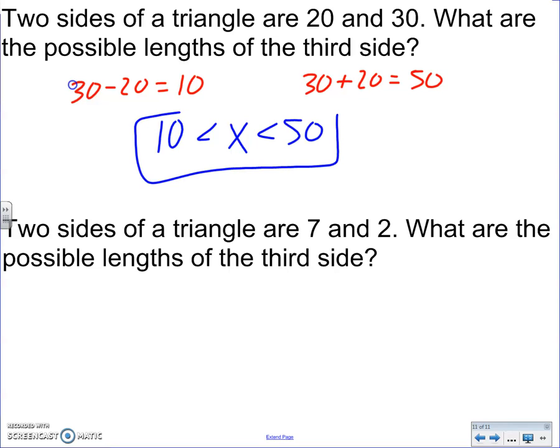So for example, 29 is good. 30 is good. 50 is bad. 53 is bad. All right, one more. Two sides are 7 and 2. Find the possible third side.